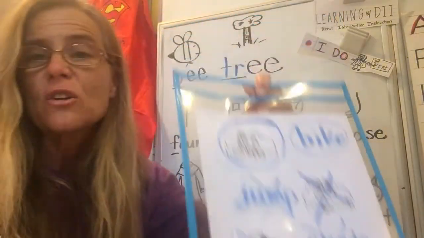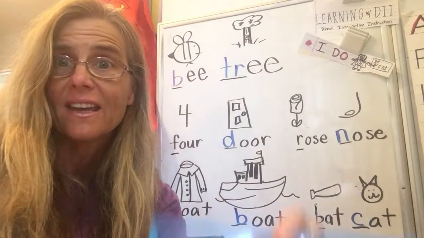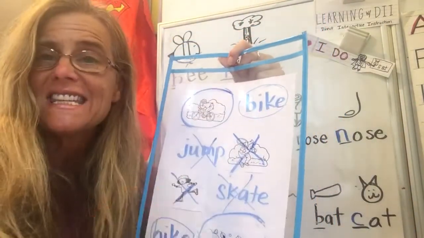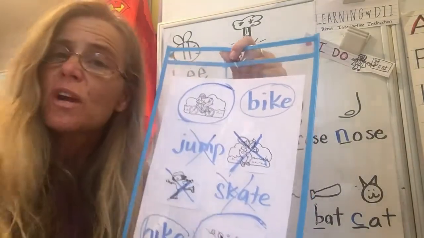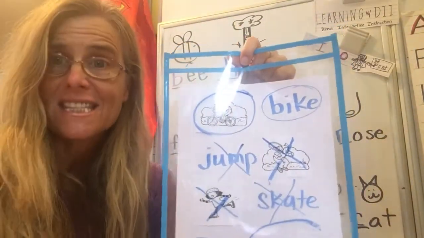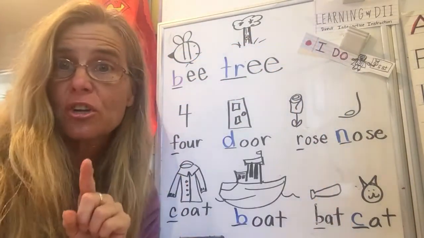So someone bigger than you can stretch out this learning by writing some words, and you have to find the ones that end the same. They can also draw some pictures, and you have to circle all the ones that end the same. Now remember, this is where it gets tricky, why pictures are helpful.